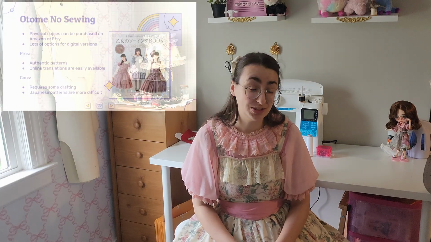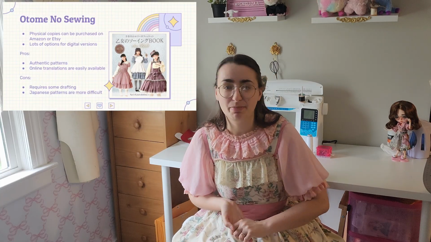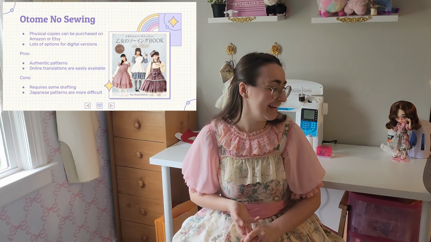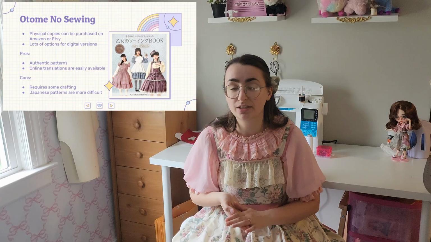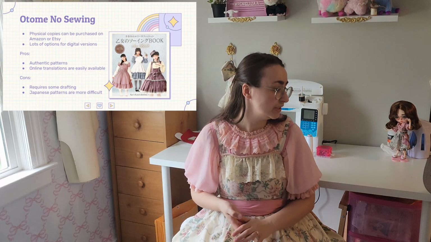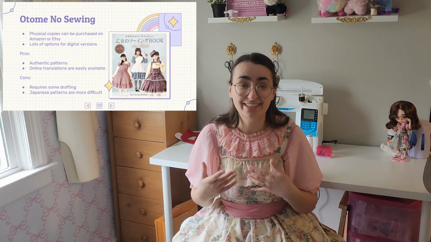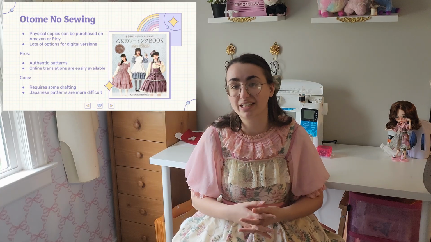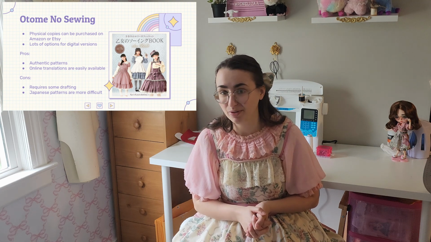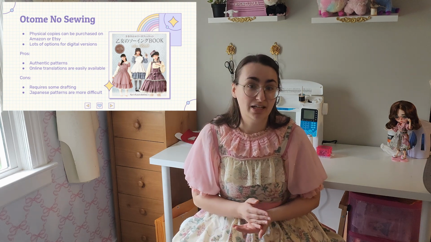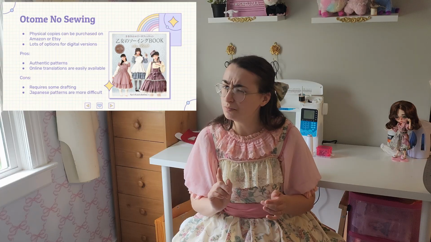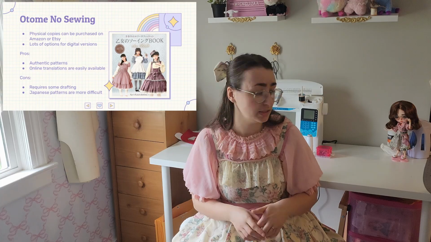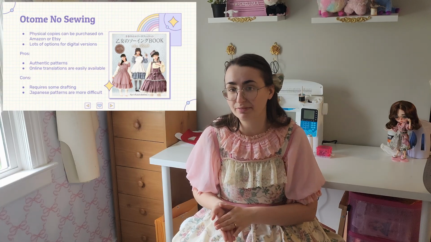Next up, Otome no Sewing. Physical copies can be purchased on Amazon, on Etsy, on Mercari, again, all kinds of places, and there are a ton of options to find digital versions. For pros, once again, these are authentic Japanese patterns, and online translations are much more easily available than with the Gothic and Lolita Bible. I would recommend taking a look at Miss Carol Bell. I don't know if she has every single Otome no Sewing, but she has most of them, and most of them are translated.